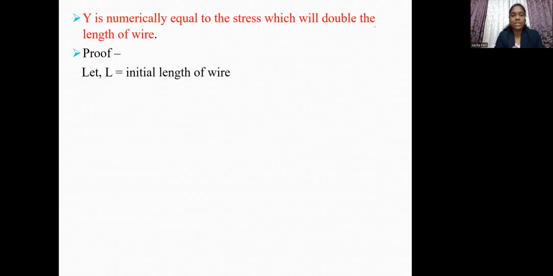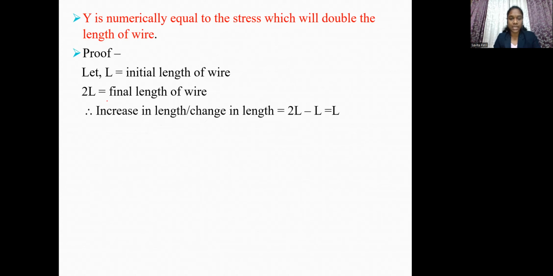Let here L be the initial length of the wire. Now, the length of the wire is doubled to its initial length. Then, the final length of the wire is 2L. Then, here the change in length will be final length minus initial length. So, 2L minus L is equal to this capital L.